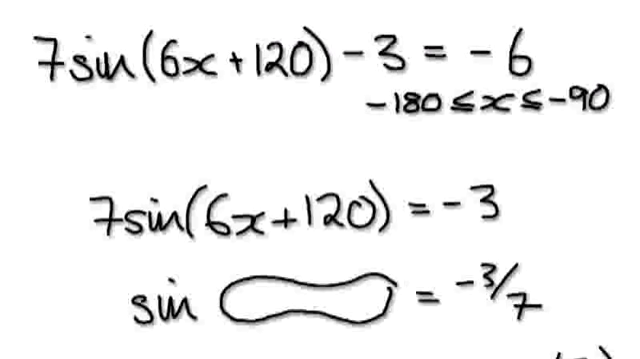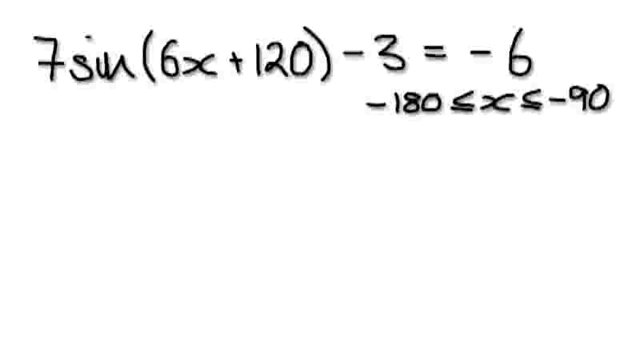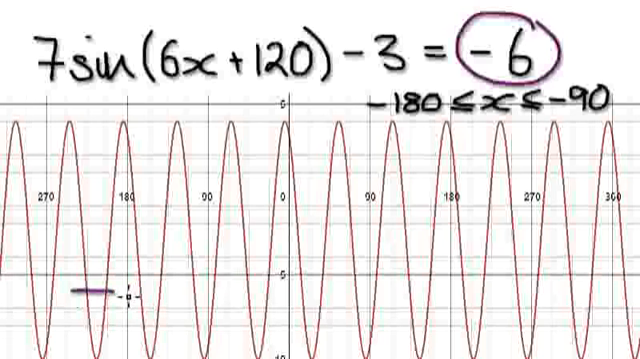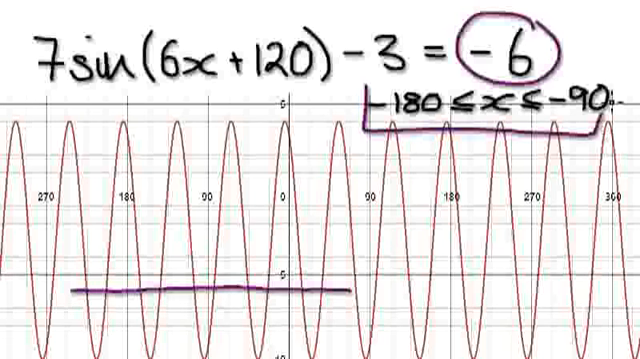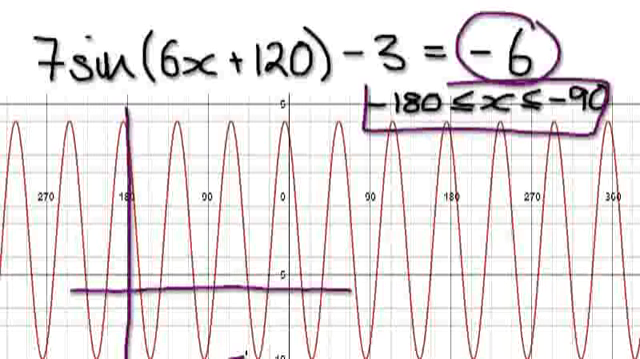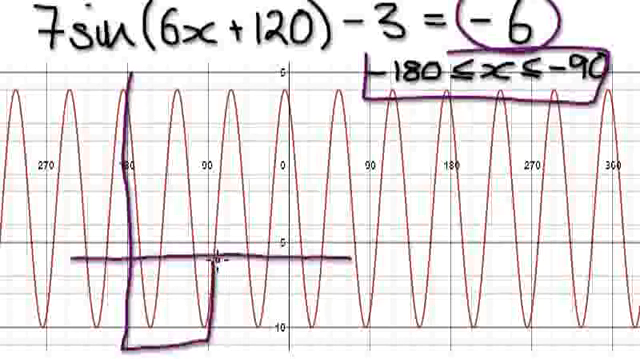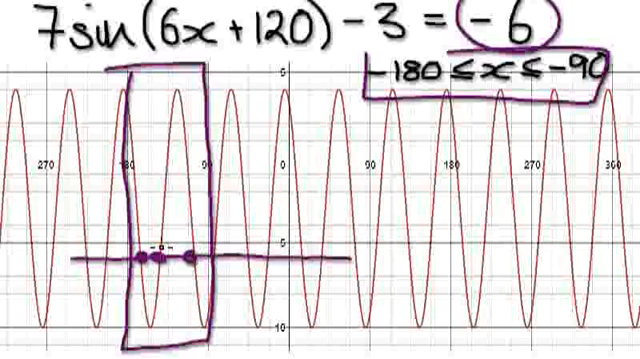Now going back to the beginning. Remember, we found three solutions. Looking at our original graph, negative 6 lies somewhere here, and our range is negative 180 to negative 90. If you look at this, there are only three solutions within this range, and these are the three solutions that we found.